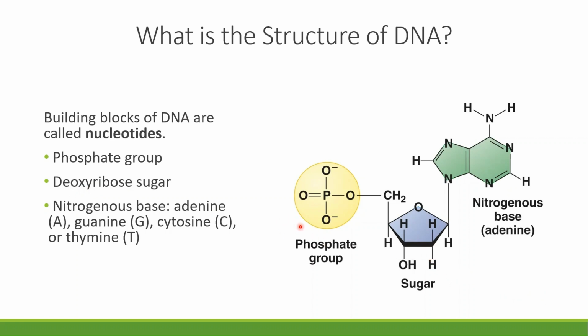Next, we have quite simply a phosphate group attached to the final carbon in the deoxyribose. And attached to what we label as the first carbon here, we have a nitrogenous base. The nitrogenous base is what can vary from nucleotide to nucleotide and defines what type of nucleotide it is. The rest of the components are always going to be the same. Those different types of nitrogenous bases include adenine, abbreviated as A, guanine, abbreviated as G, cytosine, abbreviated as C, or thymine, abbreviated as T.